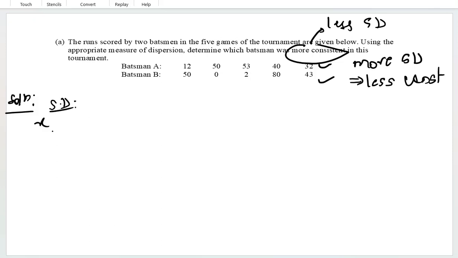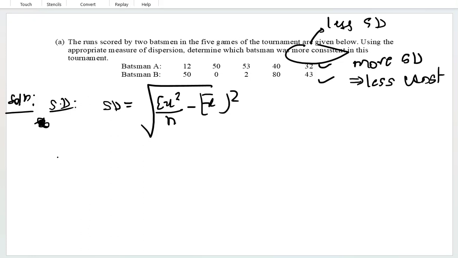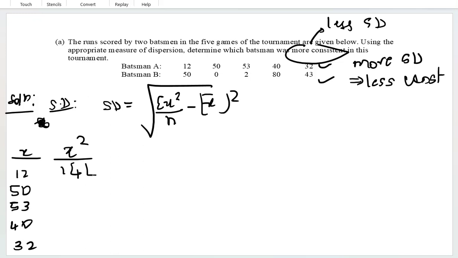So our goal is to now find SD. Now we are given X values. So we insert the X values. And when only X values are given, the standard deviation is calculated by root of summation of X square upon N minus X bar square. So basically we now write down all the entries for X. We do it as 12, 50, 53, 40, 32. Now we create your X square column. To create your X square column, use 12 square, which is 144. Basically, we find out the squares of the entries.